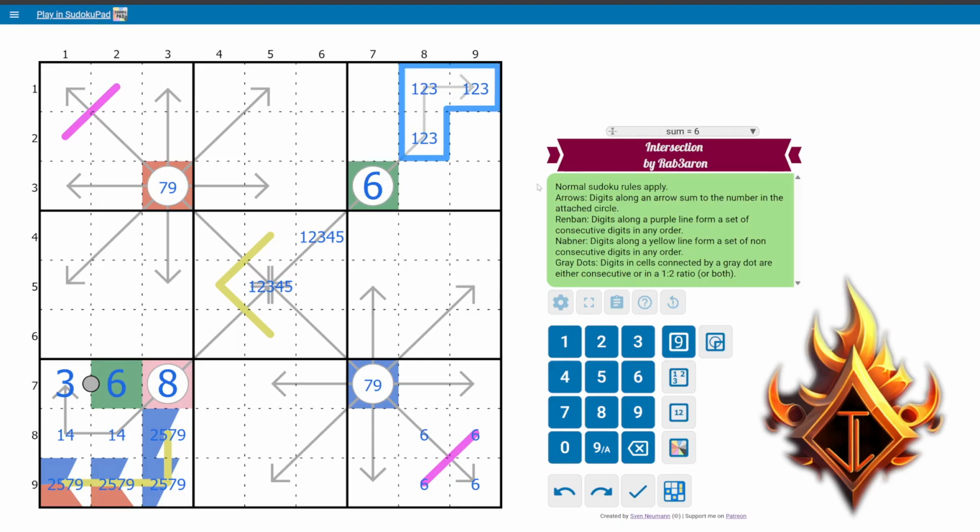Is 1, 2, 3 doing something? Unsure. What about, oh, okay. But this has 2 now.